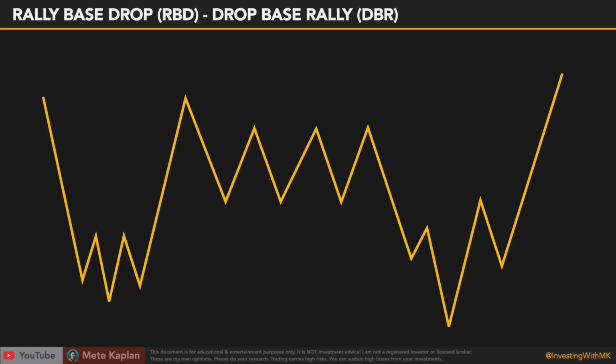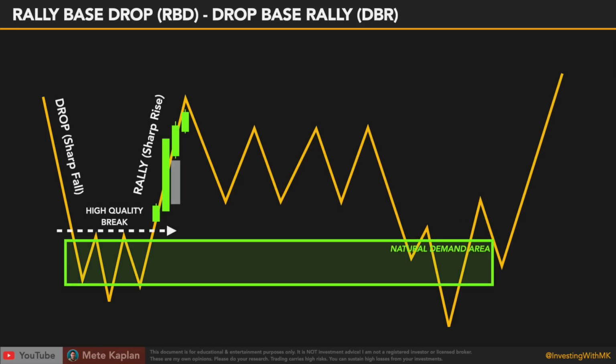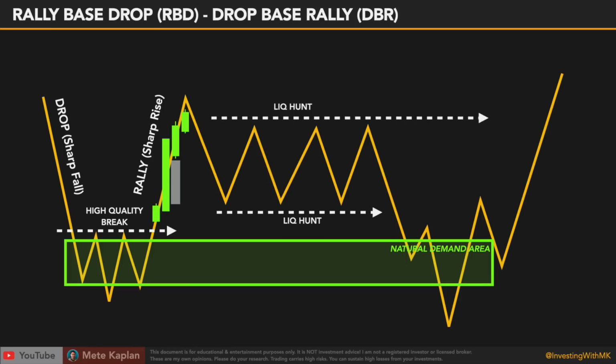Step 1. Finding a nice rally-based drop or drop-based rally and drawing the demand zone from the base. Step 2. Check the base. Are there hunted stop losses like swing failure patterns or not? What is the overall quality of the structure? Step 3. Identifying possible internal liquidity levels and getting ideas about where the price may move. Finally, identify the possible entry.